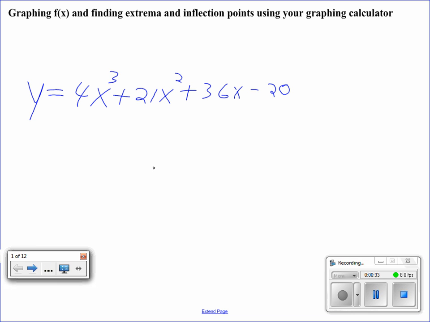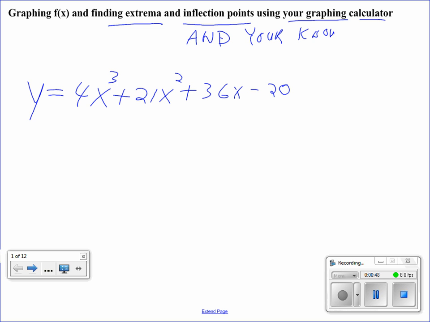So the title up here says, Graphing the Function Using Your Calculator, Finding Extrema, max and min, and inflection points using your graphing calculator, and always your brain and your knowledge. Maybe I should say of derivative tests. Okay, your brain. I start off with an easy problem here. Here's the function I'm interested in.